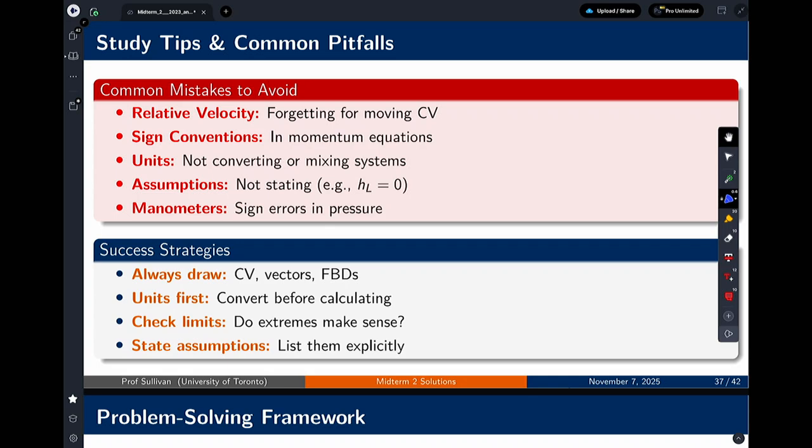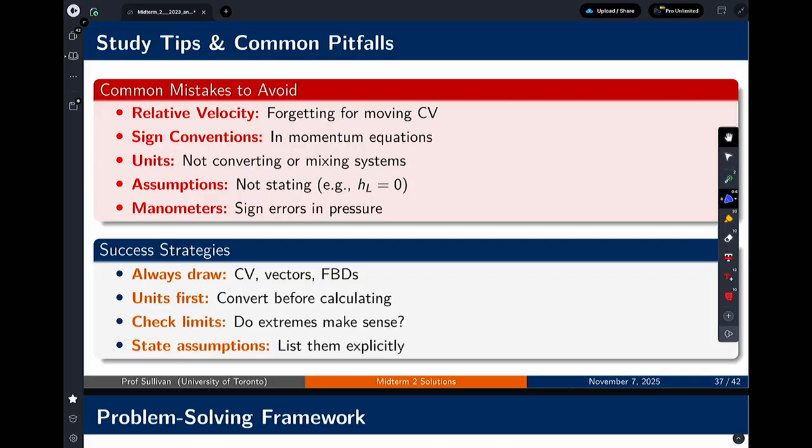I've looked at these two exams to get a sense of what might have been some issues. Relative velocity, sign conventions, particularly in momentum equations. Momentum equations often turn out to be very challenging, so spend a bit of time convincing yourself that you're comfortable with it. Units, just as a piece of advice, 9.81 feet per second squared is not gravitational acceleration. Manometers, calculating sign, or avoiding sign errors.